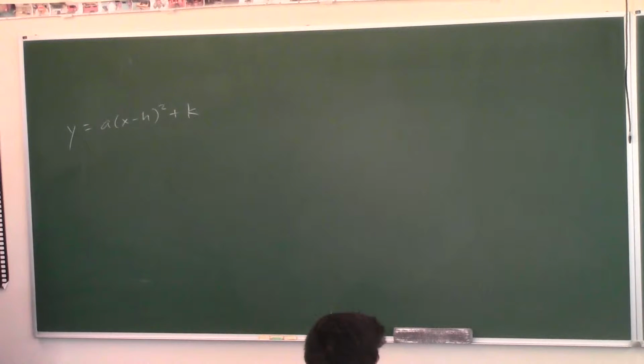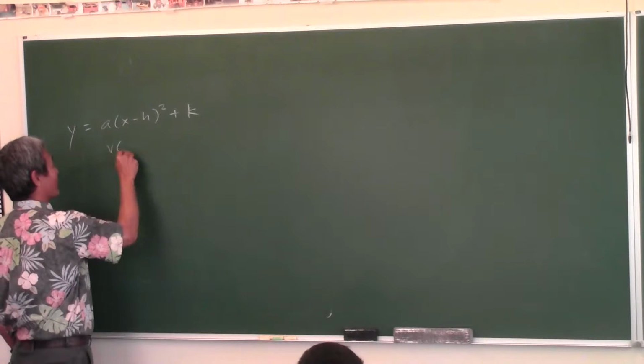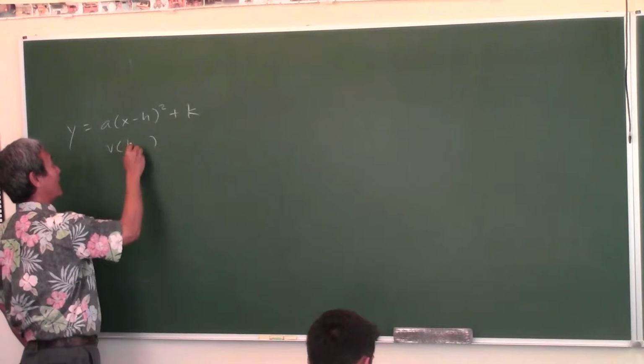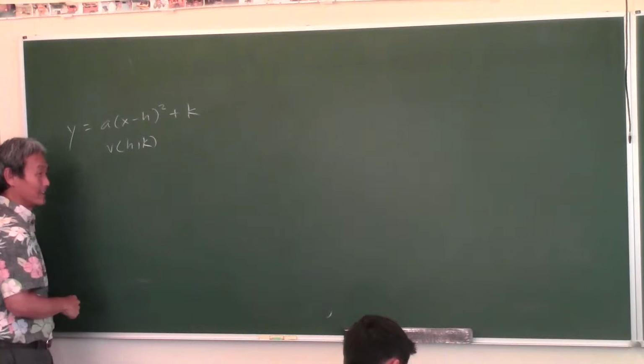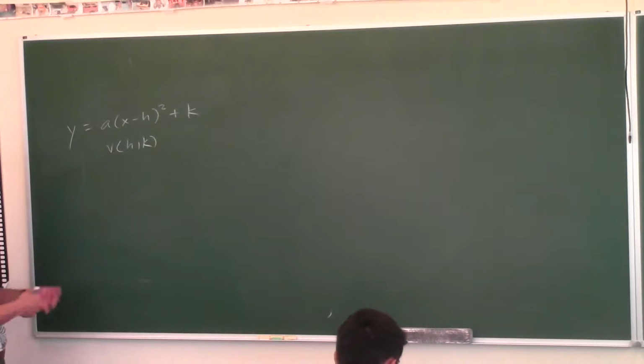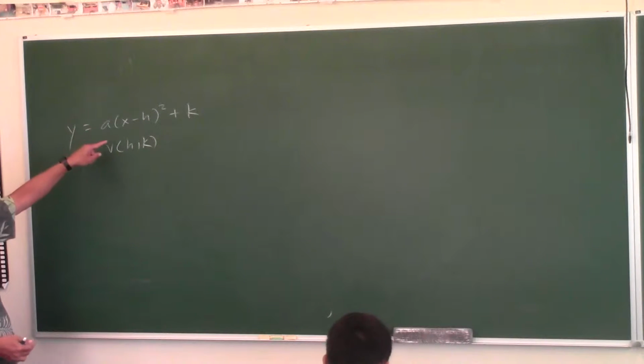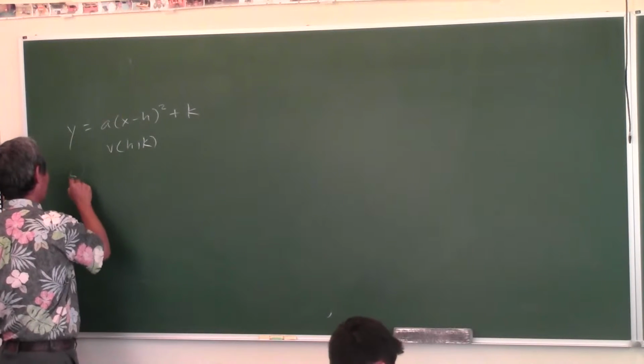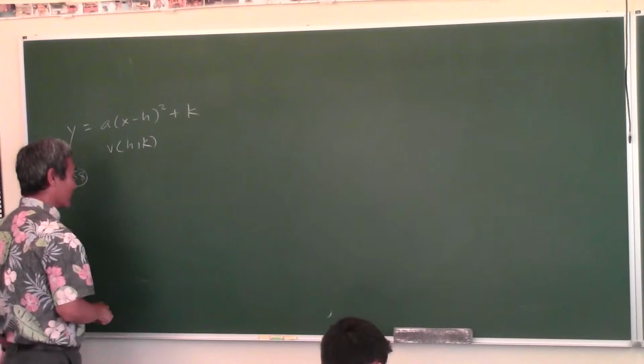This is called vertex form. You know why? Because the vertex is at the point (h, k). So if you know the vertex of the parabola, that's the fastest way to write the equation of it. By the way, this is number 58 in the book, for those of you watching on video.